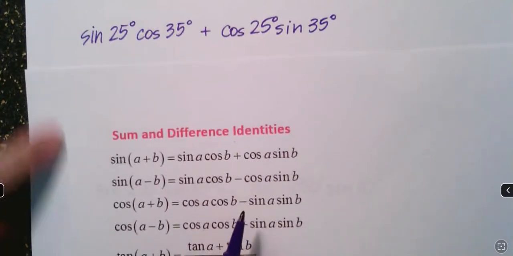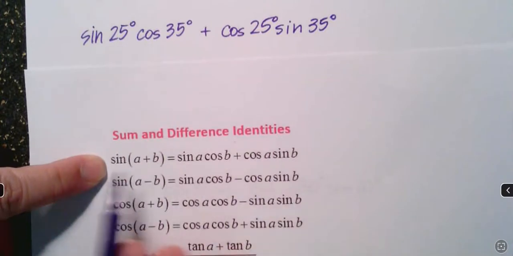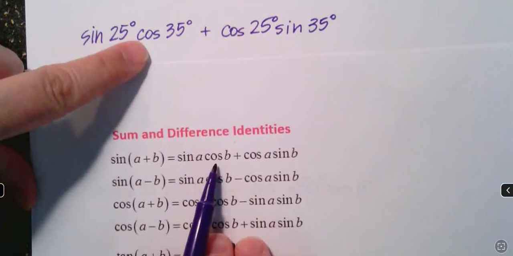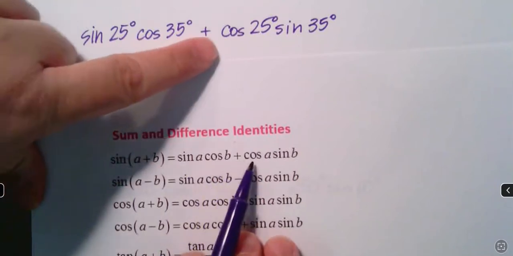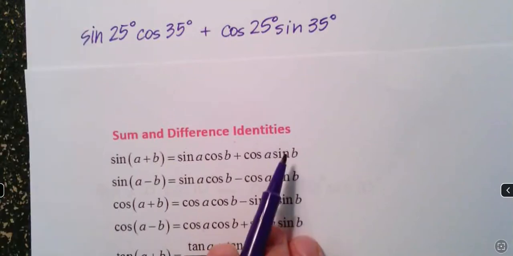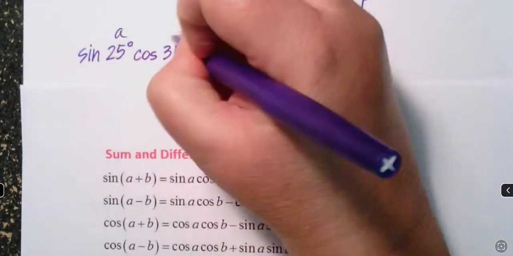It looks like the very first one, but it looks like the right-hand side, not the left-hand side. So this is sine of some number times cosine of a different number, plus the cosine of the first number times the sine of the second number. That's the same thing. It's basically just, this is my A, this is my B.